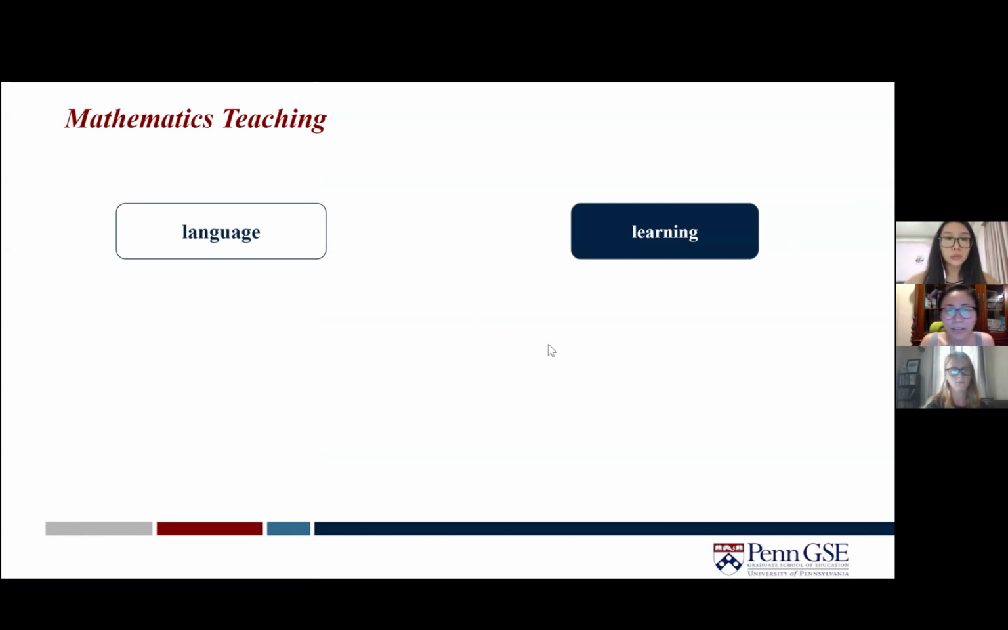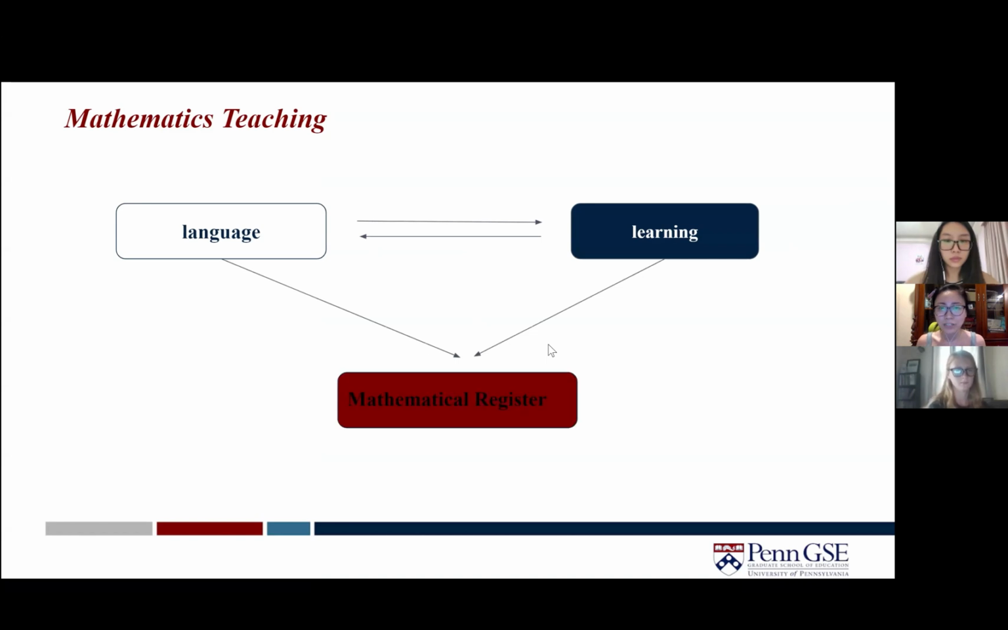Each subject area has its own way of using language to construct the knowledge, and students need to be able to use language effectively to participate in those ways of knowing. So thus, in other words, the language and learning cannot be separated. And Halliday in 1978 discussed the challenges of mathematics education as mathematical registers.